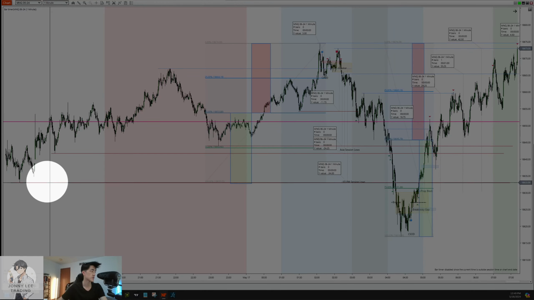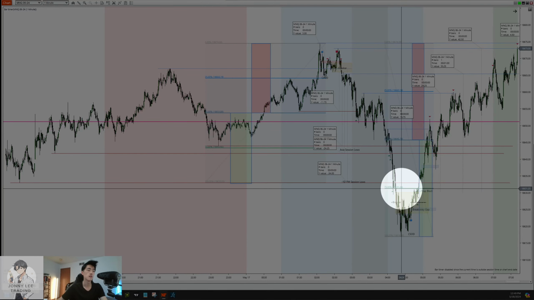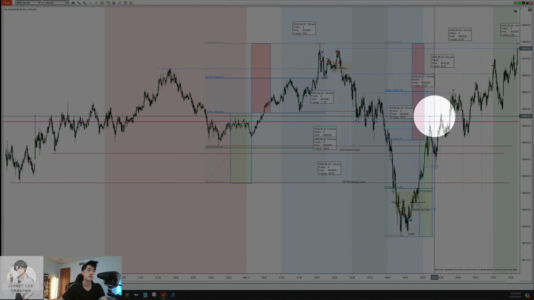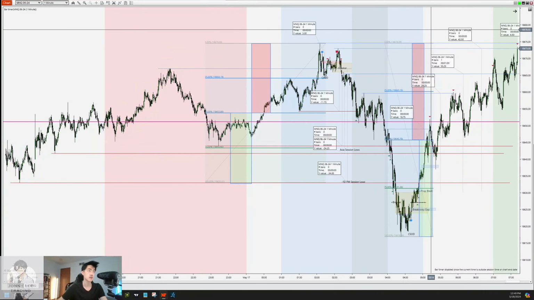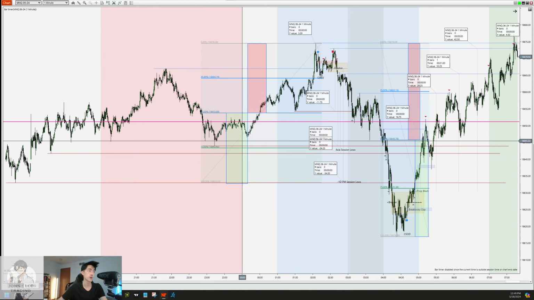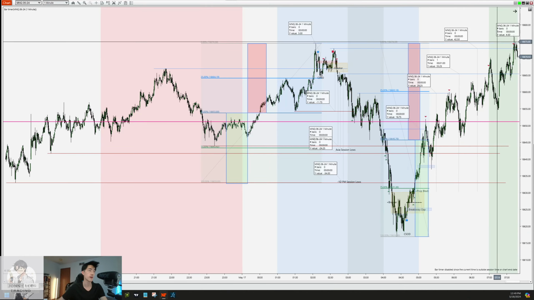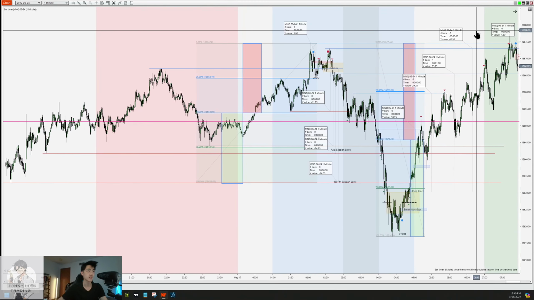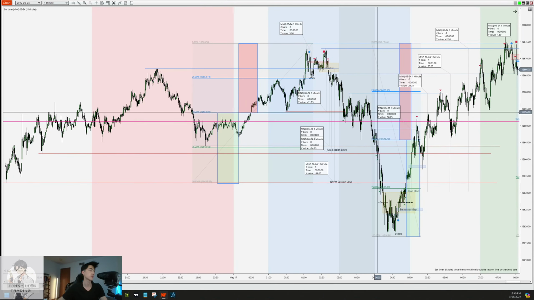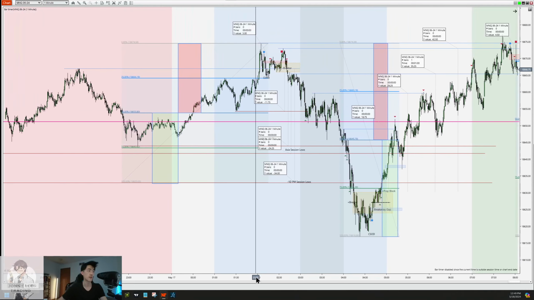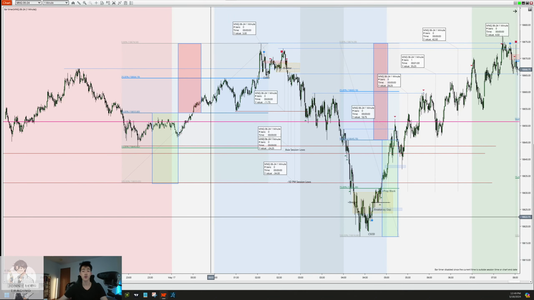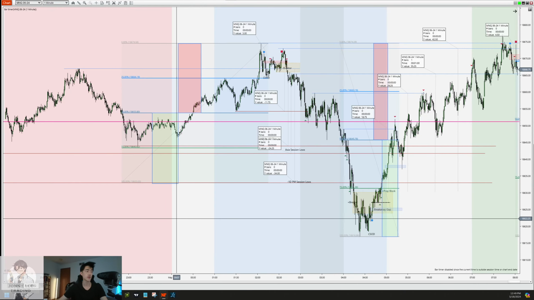Then watching when price hits key levels, watching for retracements here and doing the same thing: market maker buy model, market maker sell model, market maker buy model, doing the same exact thing. This is what I will be looking for across London sessions. And I'm going to backtest this even further across many days.